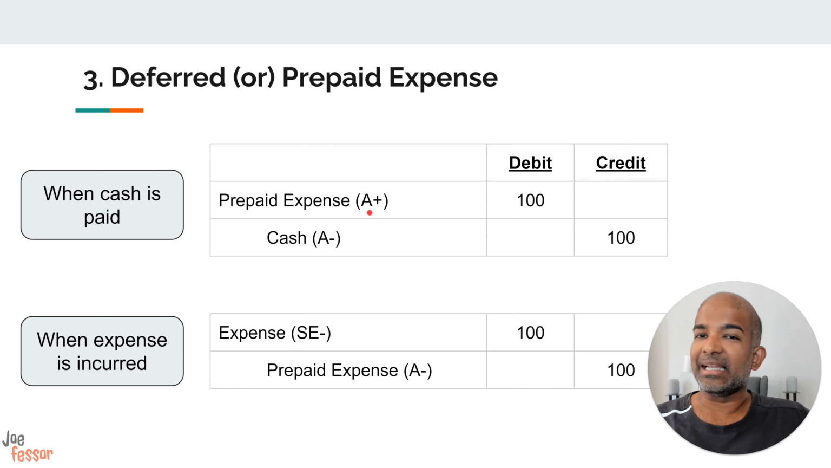Because you're paying for something in advance and you will realize the benefit for this in the future. So because this brings you benefit in the future, this account is classified under assets. And then later when you actually incur the expense, you would debit your expense account to show that expenses have been incurred. And then you would credit your prepaid expense account in order to reverse the journal entry you made earlier. Because now you've incurred that expense, it's no longer prepaid. So this is the standard journal entries you would make in the case of a deferred or prepaid expense.